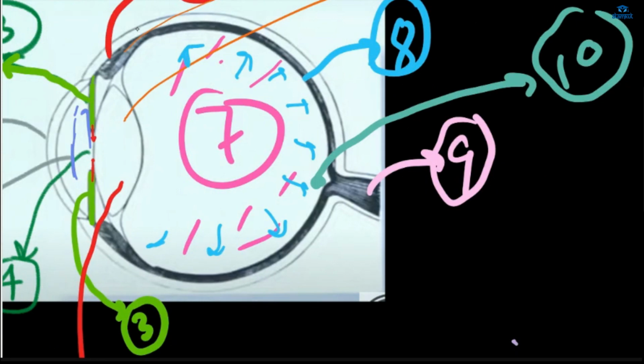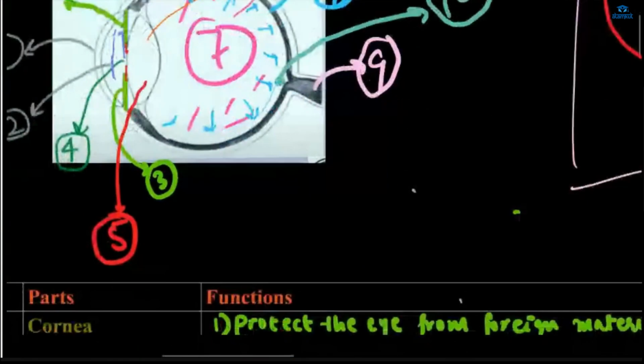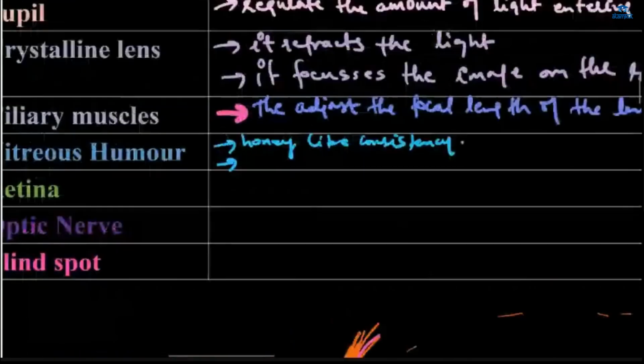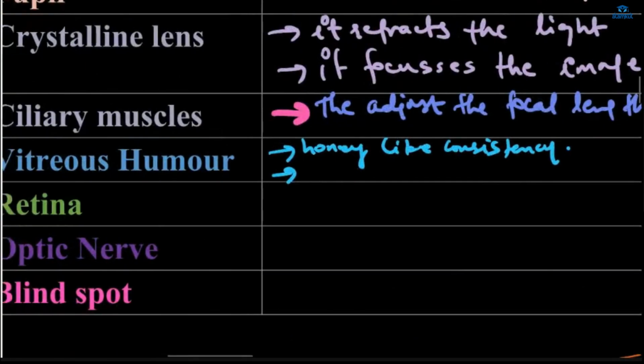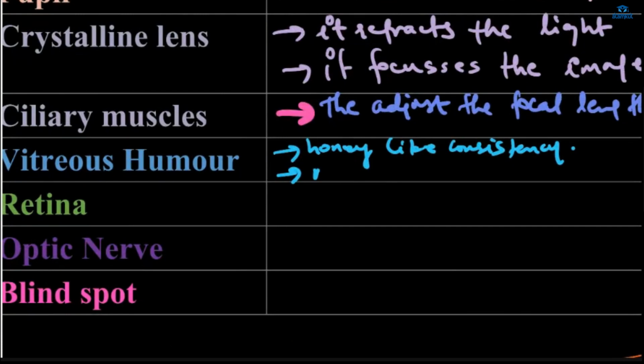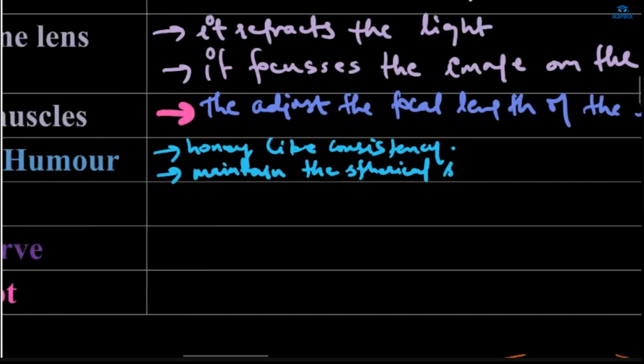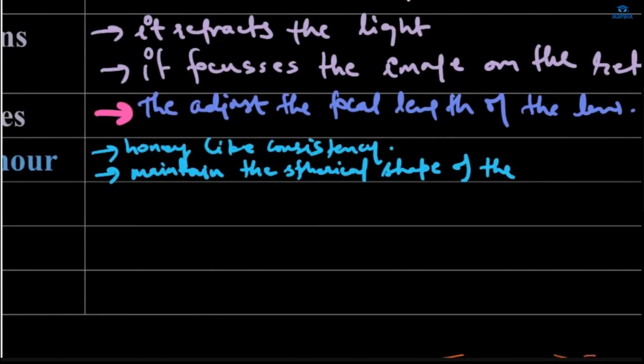Taking the retina. Okay, and why does it give pressure on all the surfaces? Because in order to maintain the spherical shape of the eye, it is responsible for maintaining the spherical shape of the eye, or you can say the round shape of the eye.